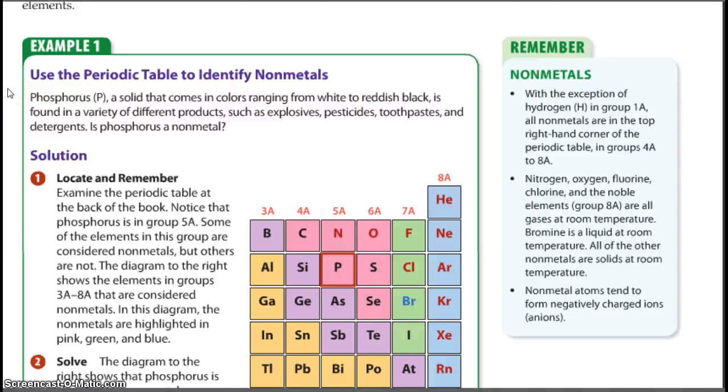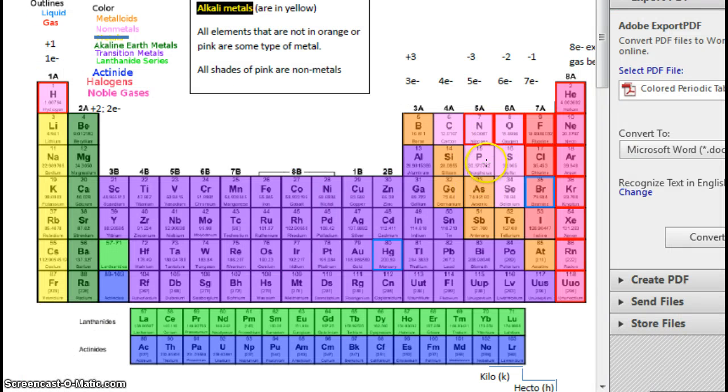Example 1, use the periodic table to identify nonmetals. Phosphorus, a solid that comes in colors ranging from white to reddish black, is found in a variety of different products such as explosives, pesticides, toothpaste, and detergents. Is phosphorus a nonmetal? So look over here, or we can look at our periodic table. Phosphorus has a pink background, which for our periodic table means that it is a nonmetal.